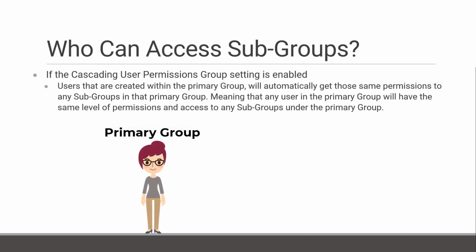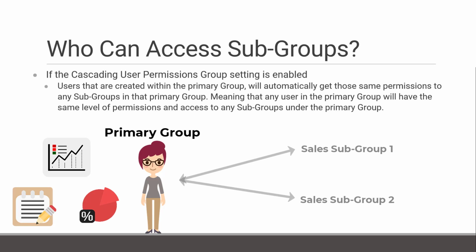For example, with cascading permissions enabled, if a user has permission to view transactions, documents, and reports in the primary group, they will have the same permissions and access in the subgroup.